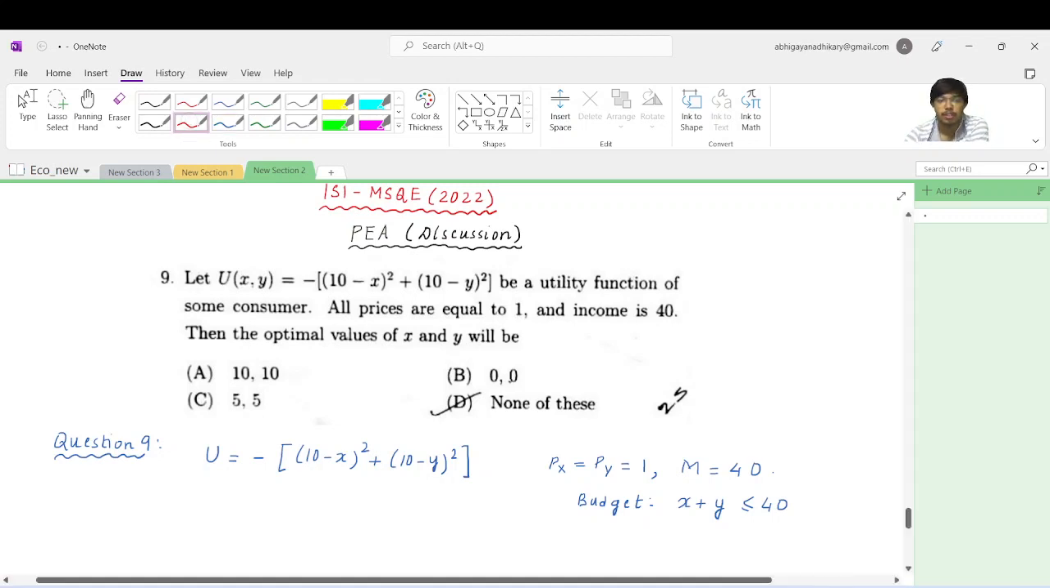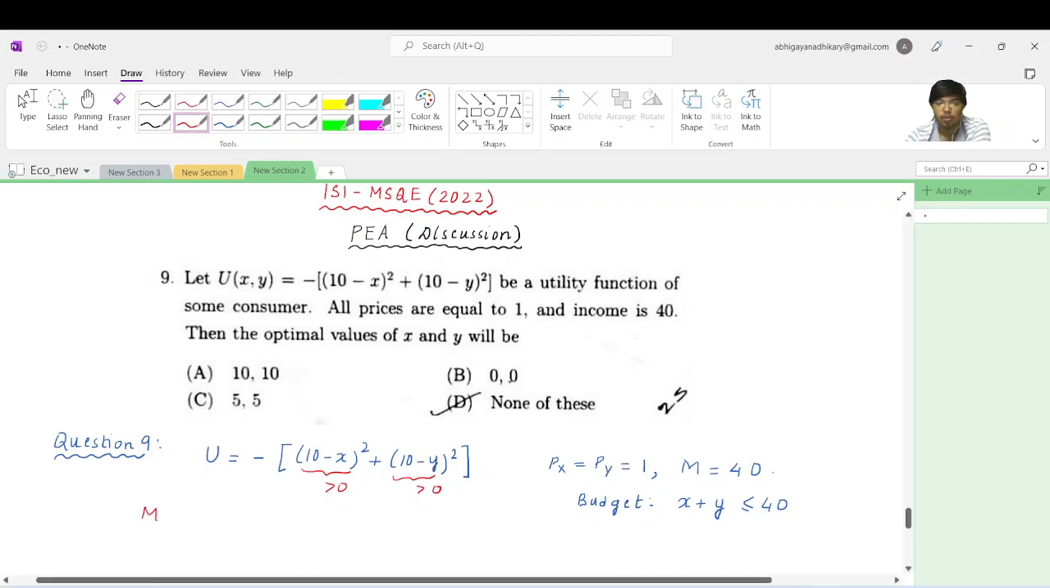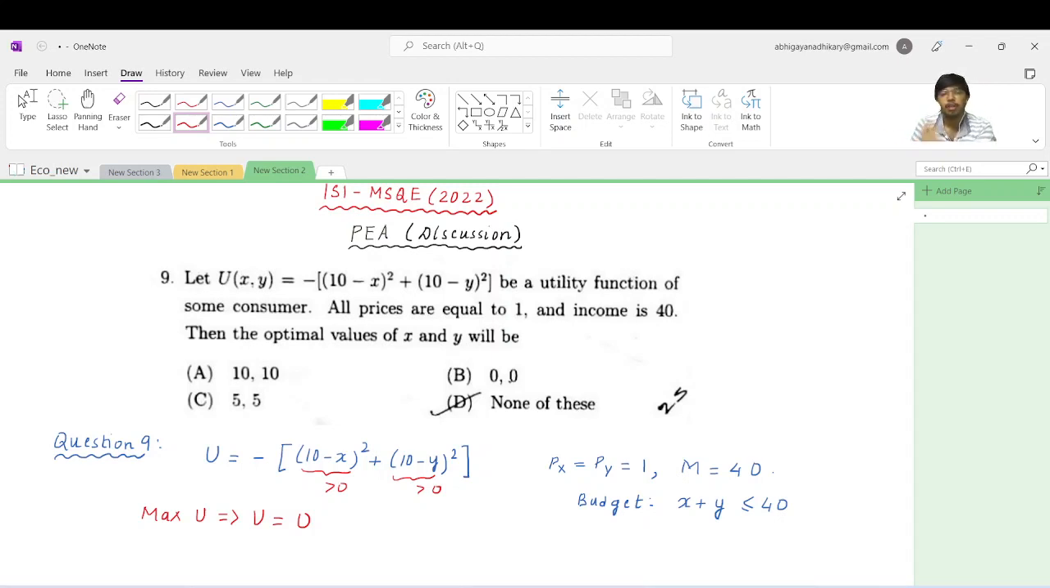Now look over here. This term is always positive, and this term is always positive. So adding them up with a minus sign, utility is always negative. So without doing any calculation, you can see when the utility will be maximized. Maximum u is equal to 0, right? When these two terms individually become 0, then the utility becomes 0, and that is the maximum that you can have, because any other combination will give you a negative utility.